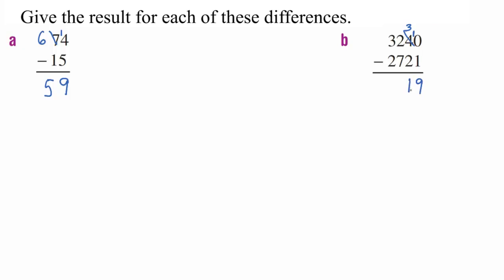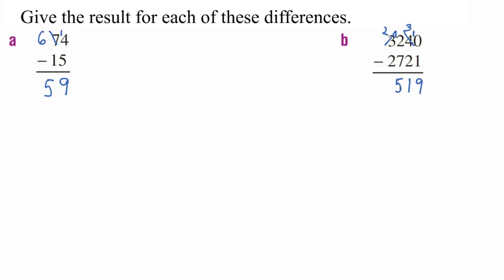Now look at our hundreds column. We have 2 hundreds in our number 3,240 minus 7 hundreds in our number 2,721. But we can't do 2 minus 7 because it would give us a negative number. So what we need to do is borrow from the thousands. So we're going to take one of our thousands, so our 3 becomes a 2, and then we're going to put that one of those thousands into our hundreds column. So instead of having 2 hundreds, we have 12 hundreds. So now we have 12 minus 7, which is 5.